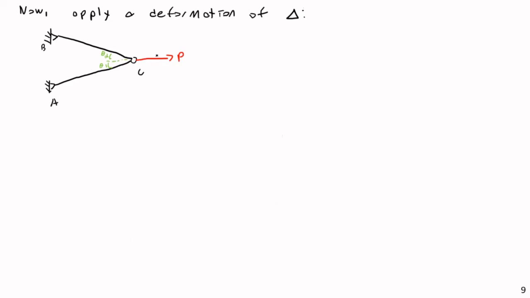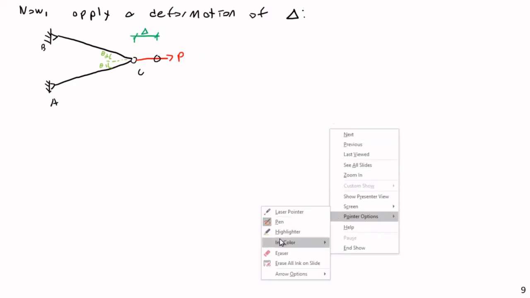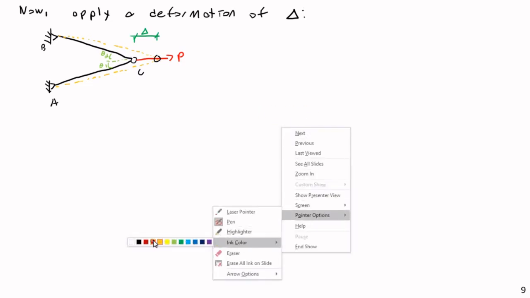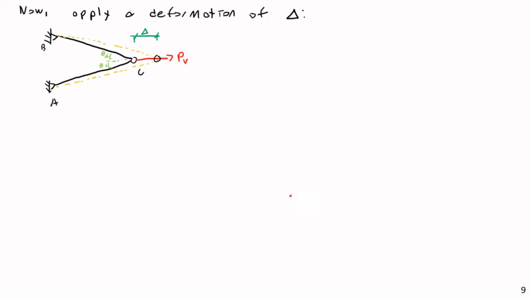And this delta would be whatever deformation the actual real loads produce in the structure. So I'm going to say this is going to undergo a deformation delta. And then my deformed shape would end up looking something like this. This would all end up being stretched out a bit. And so that would be my delta. And again, this is my PV here, not just my P. So I should probably put a V there to indicate this is a virtual force.